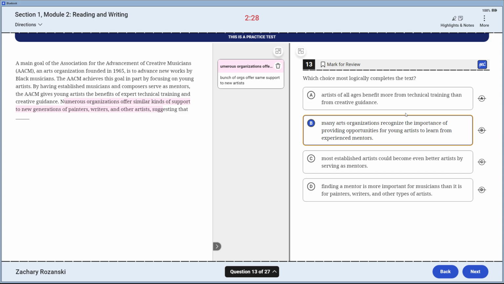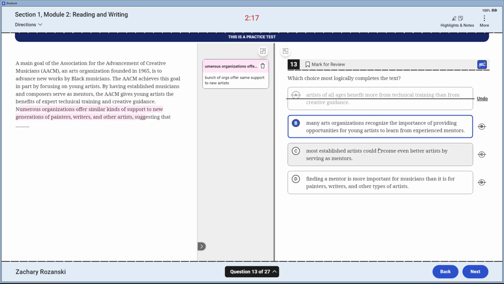This seems to be it, but I have to go in. Is it for everything, or is it technical training versus creative guidance? I pop back a sentence and I can read that it's saying that it's both of these things. A is false because it's saying a contrast that's not there. More established artists could be even better artists by serving. No. We seem to have similar kinds of support. The support is that mentors help children. We have no claim. They could even suffer from this, could be mentors.